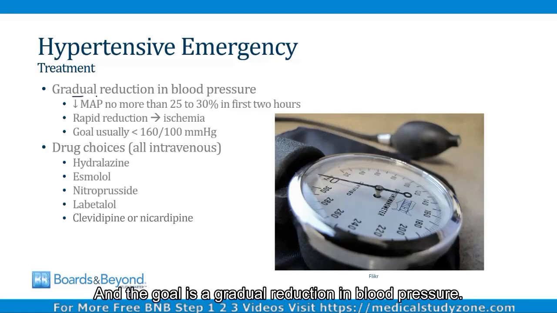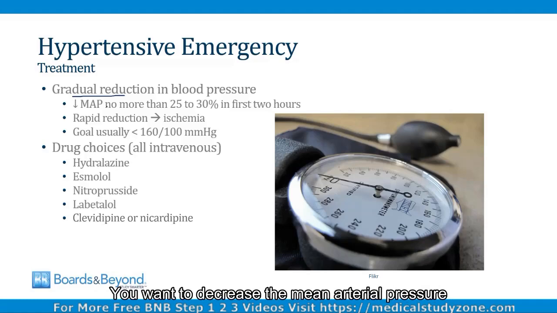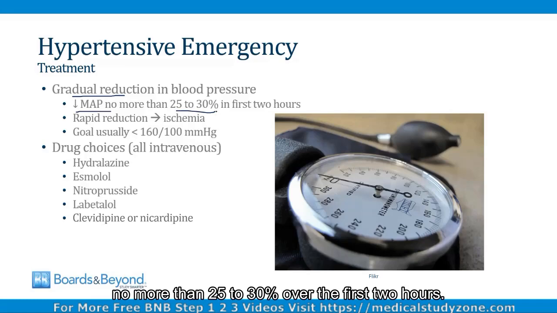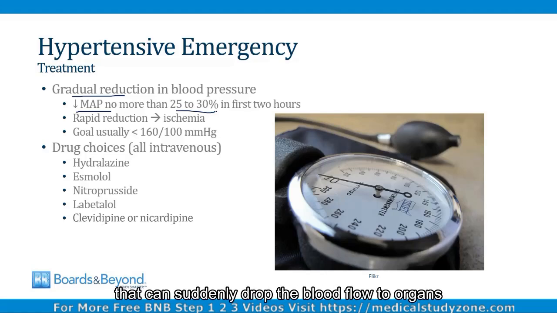And the goal is a gradual reduction in blood pressure. You want to decrease the mean arterial pressure no more than 25 to 30% over the first 2 hours. The reason for this is because if you drop the blood pressure too fast, that can suddenly drop the blood flow to organs and cause ischemia.